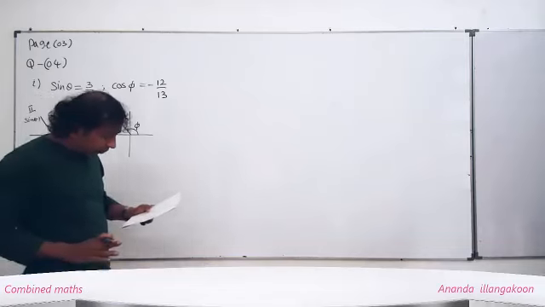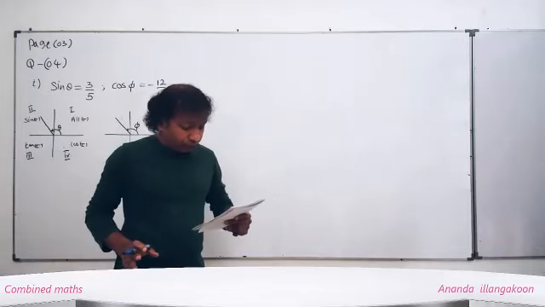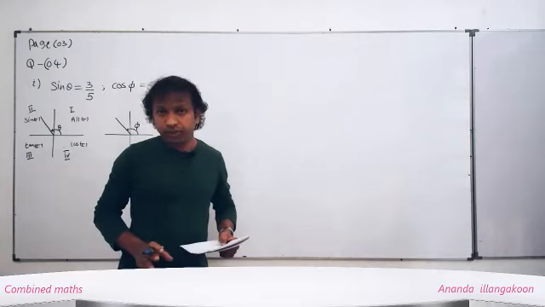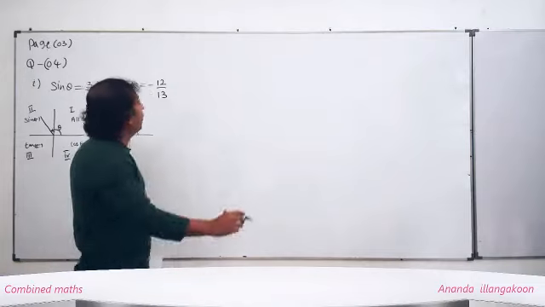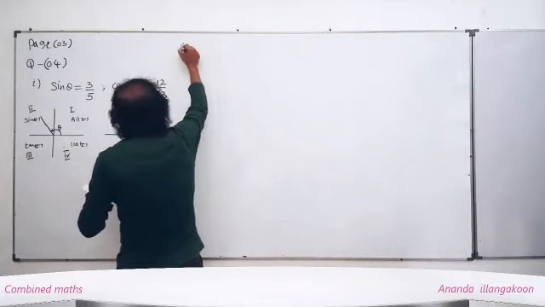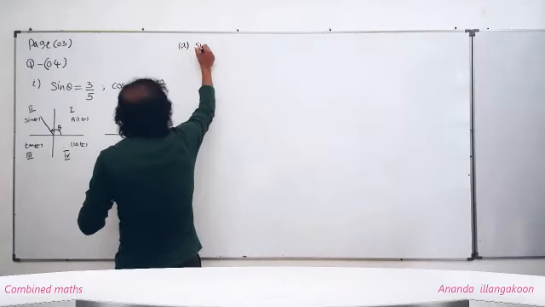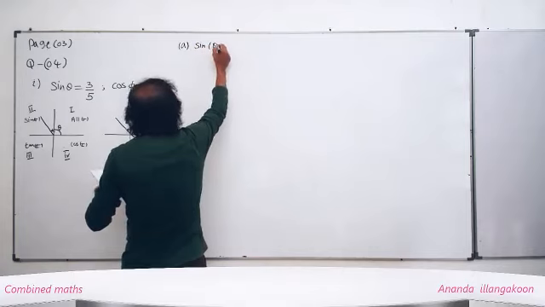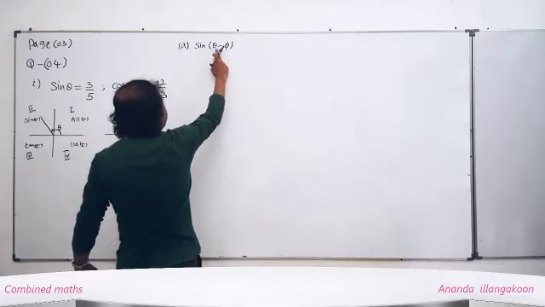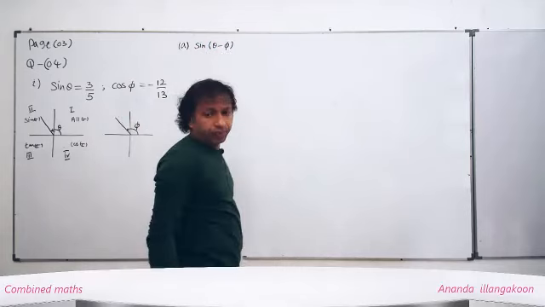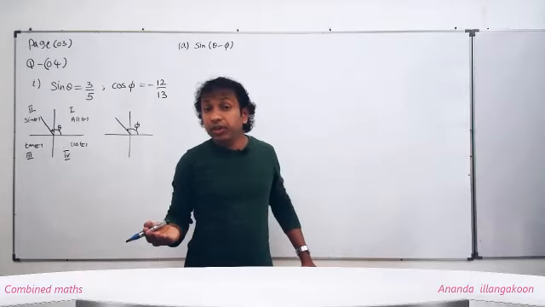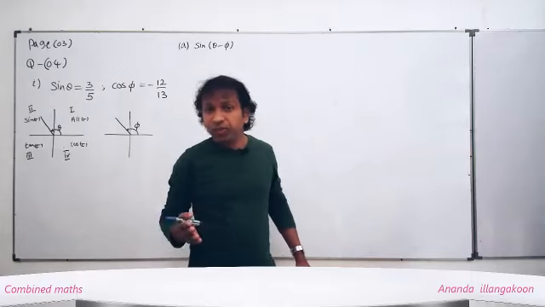Now, what is being asked, people? Find the values of sine theta minus phi, cos theta plus phi, tan theta minus phi. Very easy. In order to find the first one, sine theta minus phi, you can think of this as sine A minus B. So you know the sine A minus B formula. What is the sine A minus B formula?